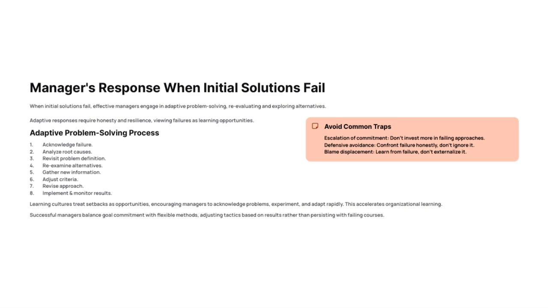Blame displacement is another trap to avoid. Instead of externalizing failure, see it as a chance to learn and improve.